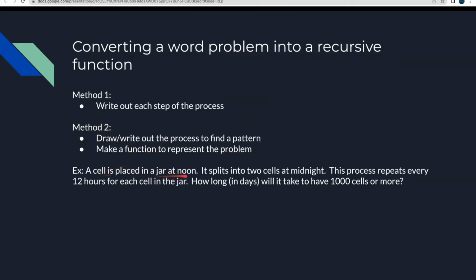So we have a cell that's placed in a jar at noon, splits into 2 cells at midnight, and this process repeats every 12 hours for each cell in the jar. How long in days will it take to have 1,000 cells or more?